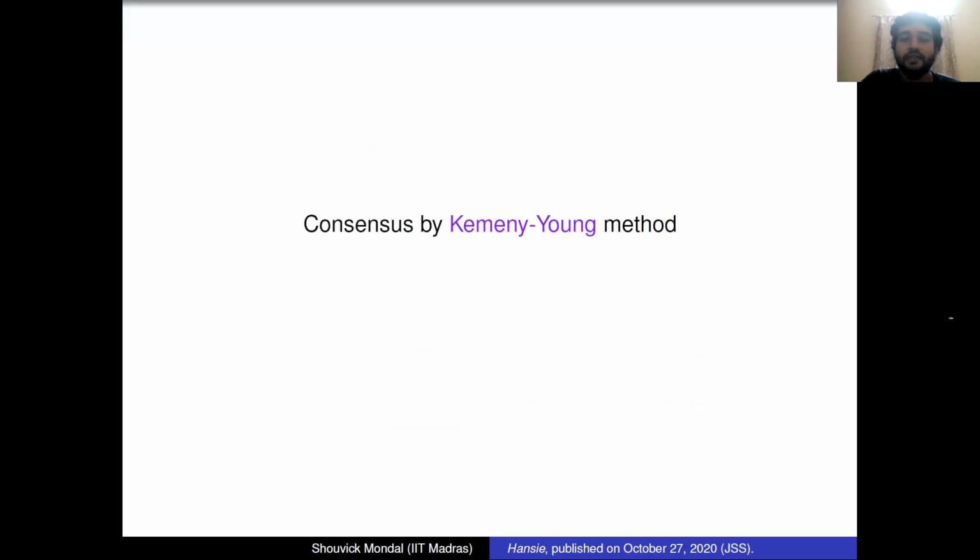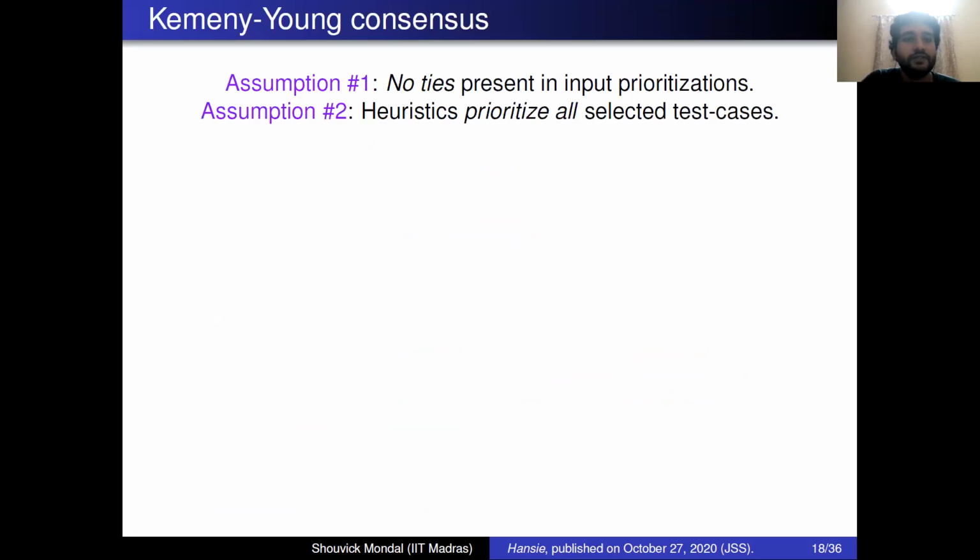So the consensus by the Kemeny-Young method. This is a classical approach from social choice theory. The general approach says that the voters are allowed to give preference such that they have the liberty to not select all the test cases, that is, not giving preference fully. They can give partial preferences also. By this we mean that if there are 10 candidates, they can just give the preference for 5 candidates and leave the rest. And they also allow ties in the rankings.